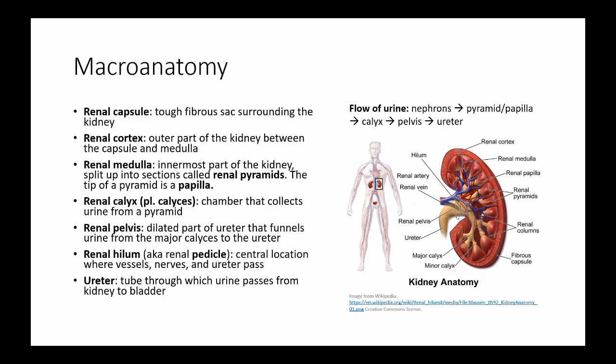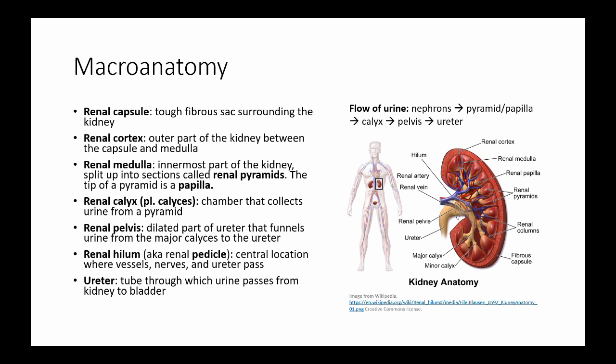We will now briefly review the anatomy of the urinary system. First, on a large scale, we have the anatomy of the kidney. The renal capsule is a tough fibrous sac that surrounds the exterior of the kidney. The renal cortex is the outer part of the kidney between the capsule and the medulla. The medulla is the innermost part of the kidney, split up into different sections called renal pyramids. The tip of each pyramid is a papilla.